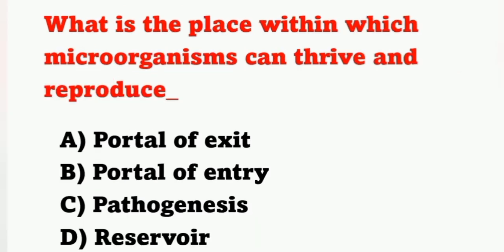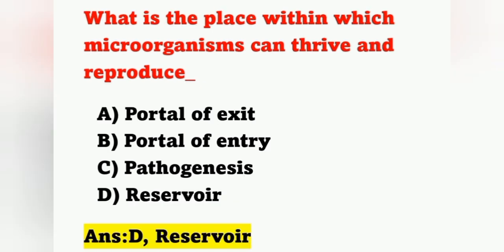What is the place within which microorganisms can thrive and reproduce? Option A portal of exit, option B portal of entry, option C pathogenesis, option D a reservoir. The question once more. The place within which microorganisms can thrive and reproduce is known as a reservoir. Option D is the correct answer.